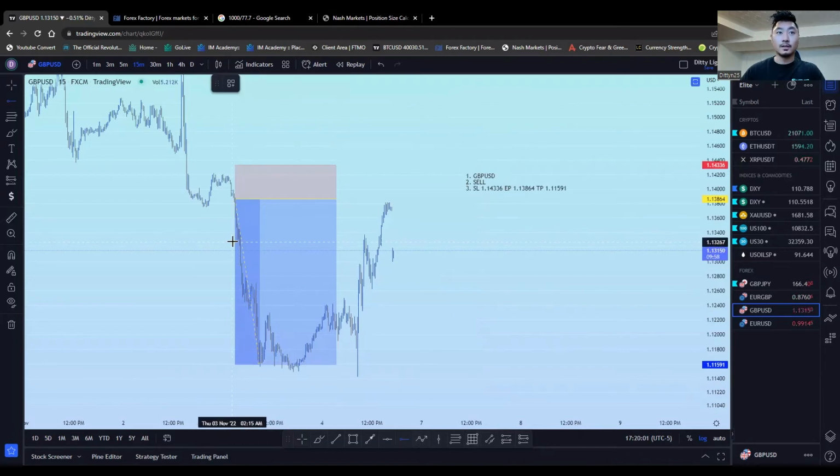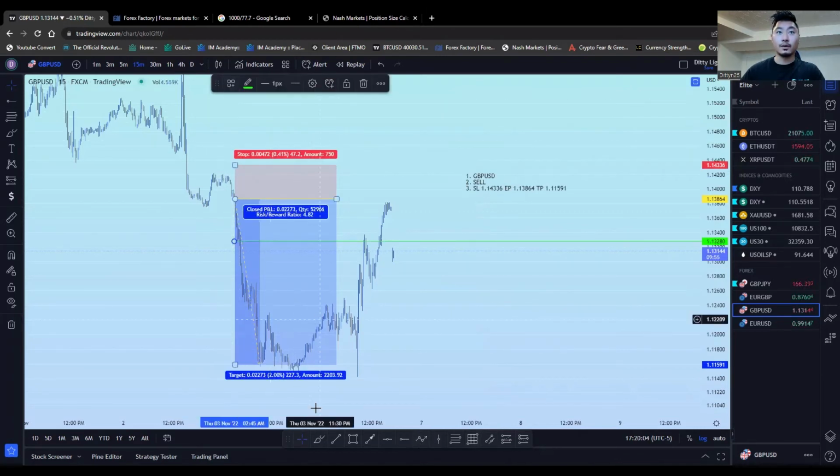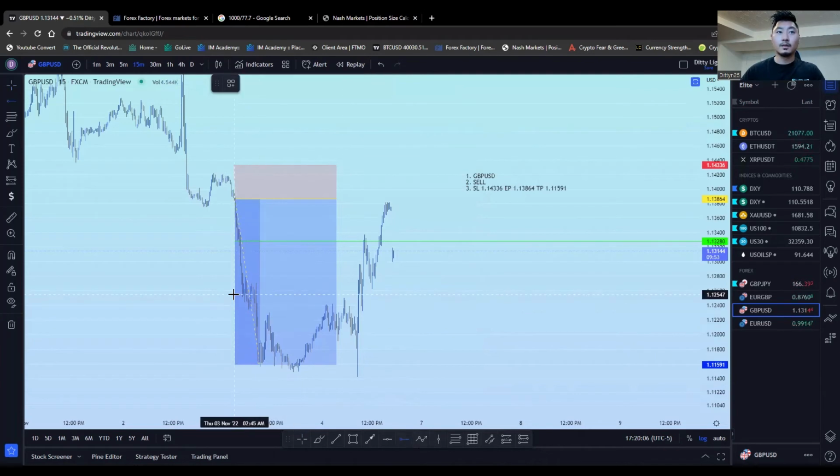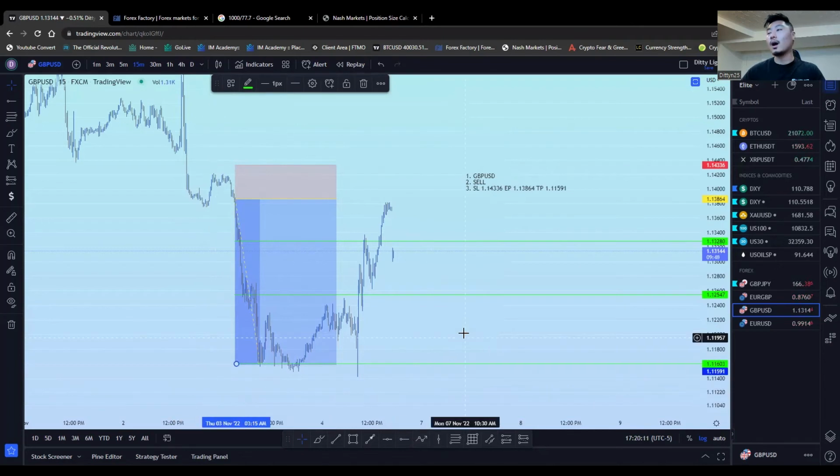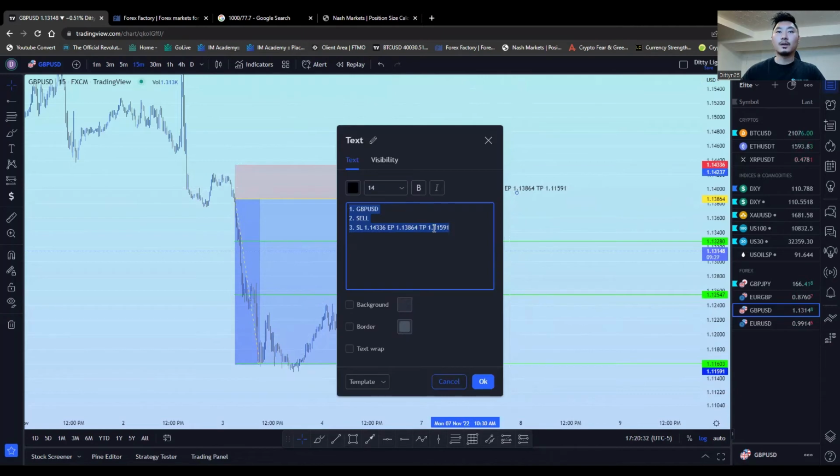Usually what I do is I put green lines for TP1, TP2, and TP3. I also made a video on how to manage your position. You can go on my channel and look at how you can manage your position. There you go. So TP1, TP2, TP3. You have the entry price and you have your stop loss. Amazing. I'm not going to put all the TPs, but you get the idea, right?